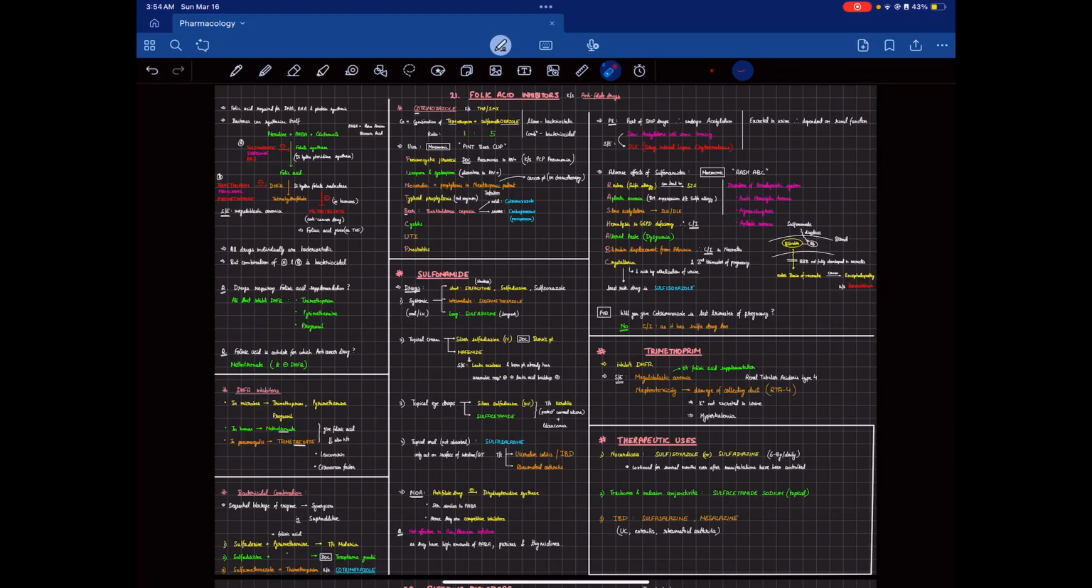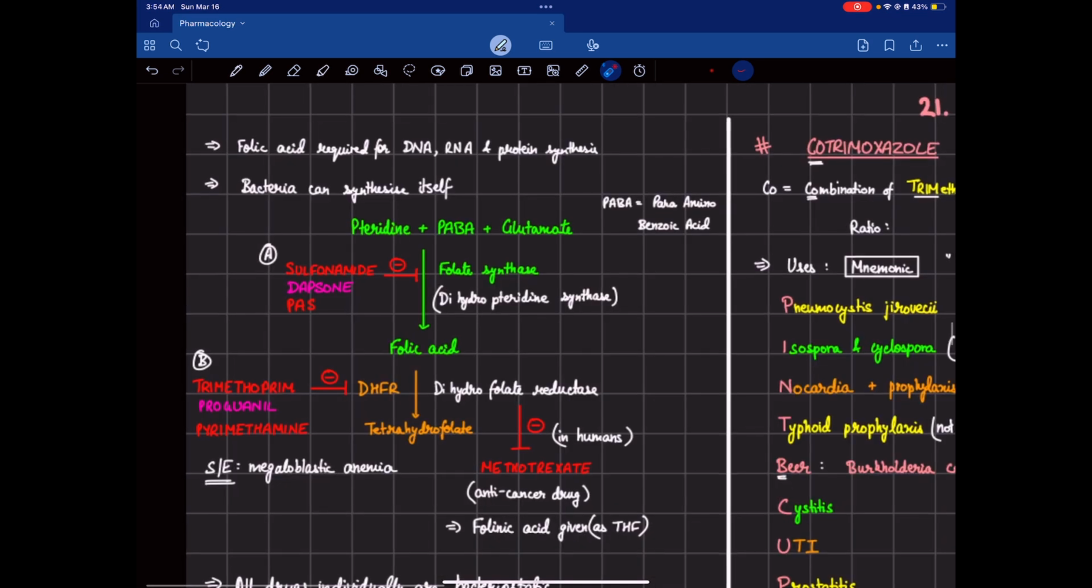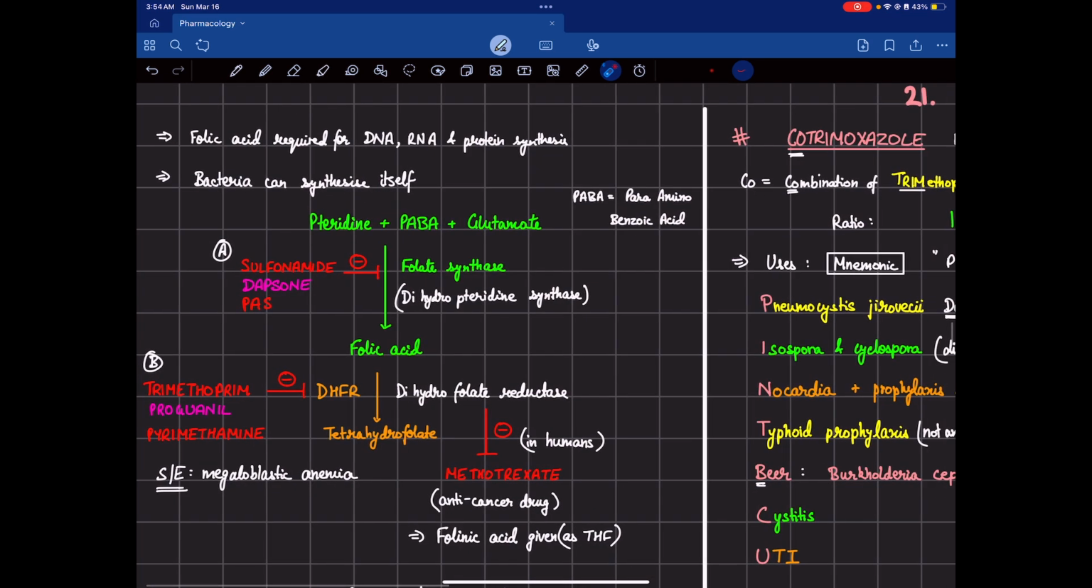Today we'll be talking about folic acid inhibitors, also known as anti-folate drugs. So we already know that folic acid is used for DNA, RNA and protein synthesis, and bacteria can synthesize it themselves. It does so by taking pteridine, PABA and glutamate. And the enzyme folate synthase converts these three into folic acid. Folic acid can further be converted into tetrahydrofolate using the enzyme DHFR.